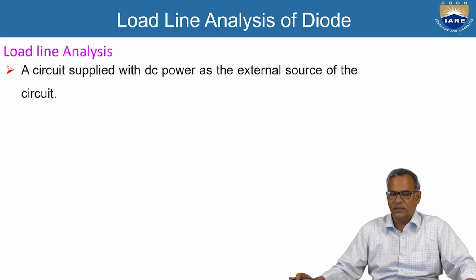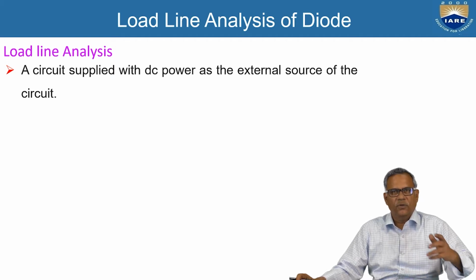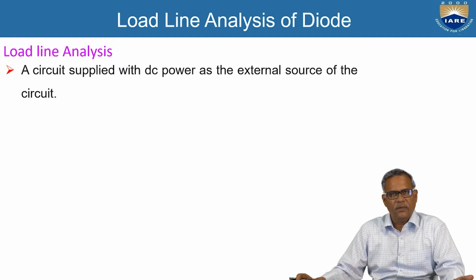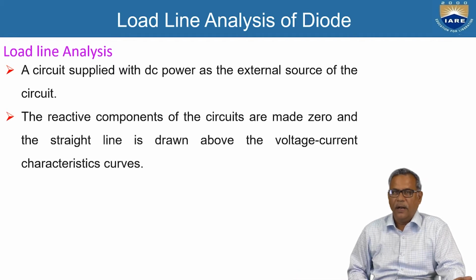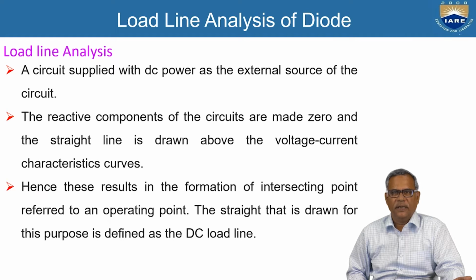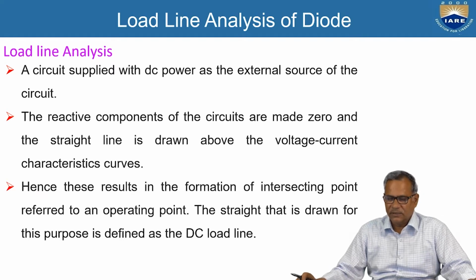Today, I am going to discuss the load line analysis, diffusion, and transition capacitances. So, load line analysis. A circuit is supplied with DC power as the external source, and we are going to do the analysis for it. The reactive components of the circuit are made zero, and a straight line is drawn above the voltage and current characteristic curves. They result in the formation of an intersection point referred to as the Q point or the operating point. The straight line drawn for this purpose is called the DC load line.